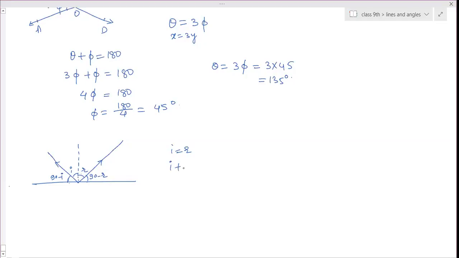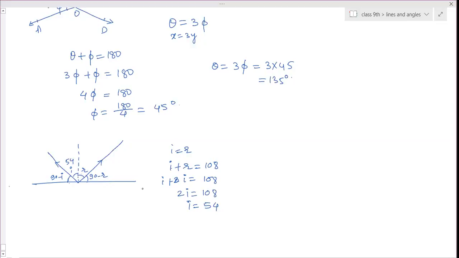So I plus R is equal to 108. So 2I is equal to 108, in place of R substitute I. So I plus I is equal to 108. So angle I is equal to 54 degrees. So both the angles are 54. AQP they have asked. So if this angle is 90, 90 minus 54 is this angle.